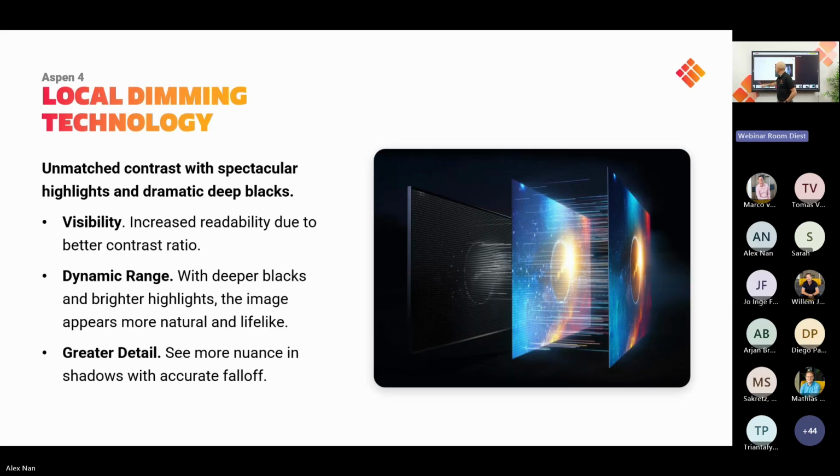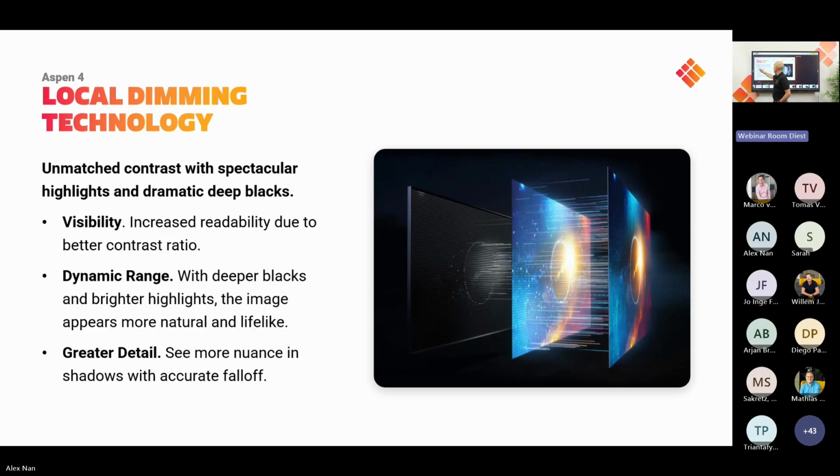Next to that, the Aspen 4 has also local dimming. Local dimming is also a new feature in the IFP market. Local dimming means, for example, on an 86-inch, we have 286 zones. And all those zones can be turned off while you are showing a black image. So that means that black is really black.